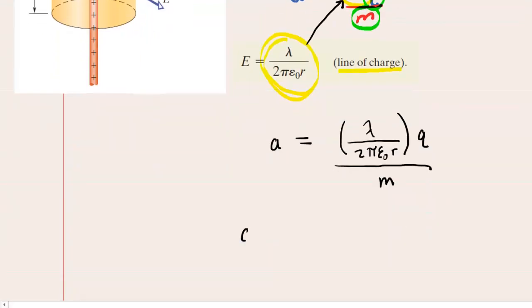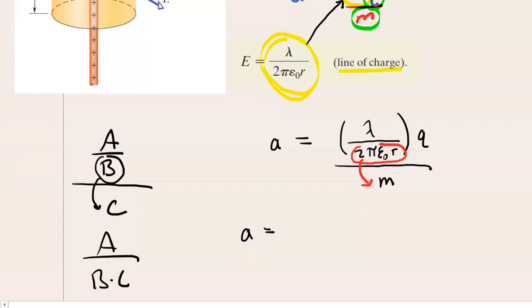We may wish to clean this up just a little bit. This term here, 2 pi epsilon r, is actually going to be able to be shifted to the denominator. If you have a fraction over a whole number, the bottom part of this fraction can be moved to the denominator. So that would give you a over b times c. Just a little mathematical trick. So now we have the lambda, which stays on top, along with q, all divided by 2 pi epsilon naught times r times m. Lambda, this Greek letter right here, is the linear charge density.